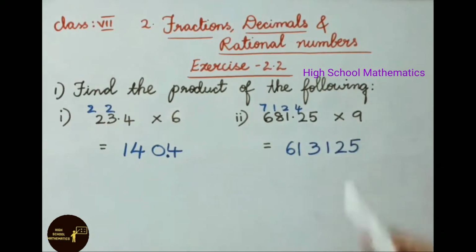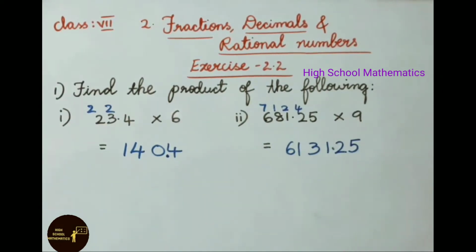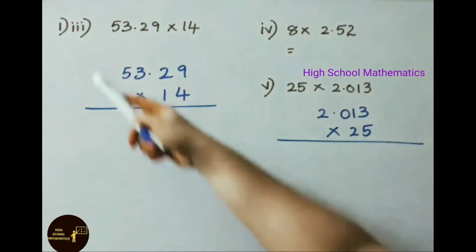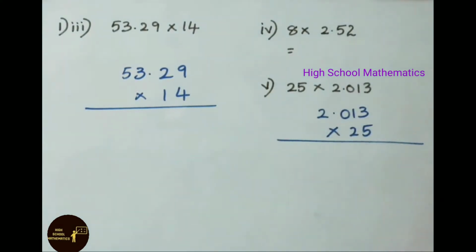Here decimal after 2 digits were present, so from the right side onwards 2 digits before we shall place the decimal point. So the answer is 6131.25. See now first question third sum, 53.29 multiplied by 14.